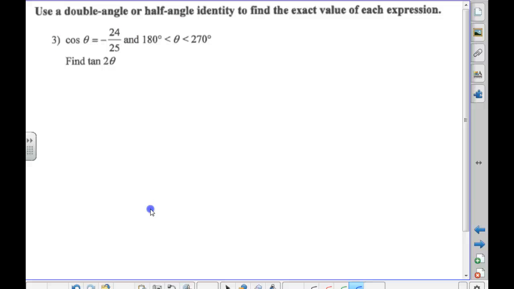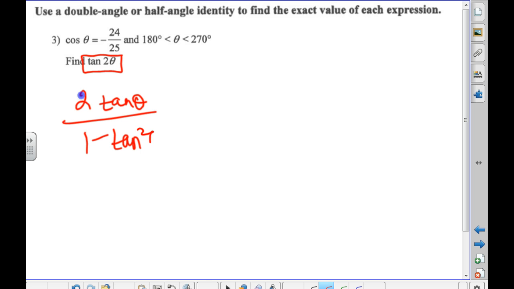All right, I'm going to do number 3, and then a couple at the bottom. Number 3 says tangent 2 theta. We have not done sine 2 theta or cosine 2 theta for this problem, and I personally think it would be more work to do those two than to just use the tangent 2 theta formula from the beginning. So this time I'm going to use 2 tan theta over 1 minus tan squared theta. You can do it the other way around if you want and see if you can beat me.